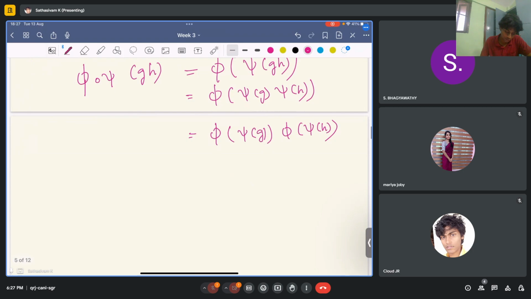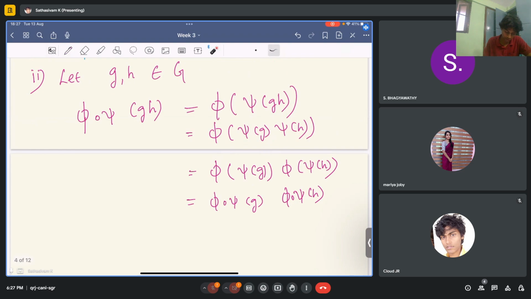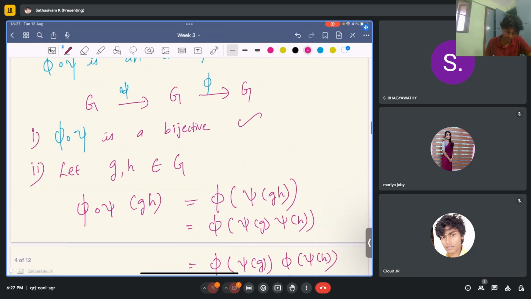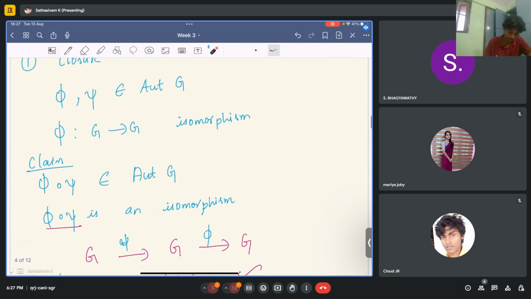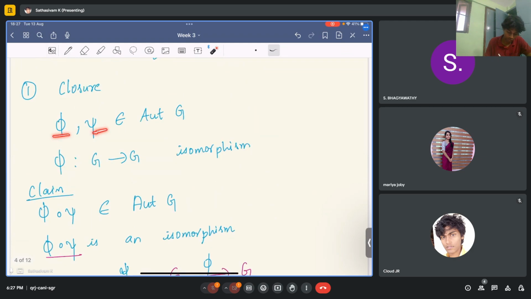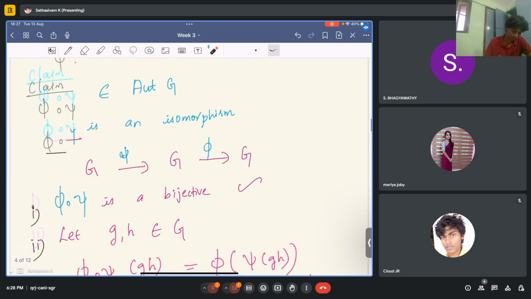Now if you observe here, what is this? This is nothing but phi compose psi of g, and the other one is phi compose psi of h. So what we have proved is phi compose psi of gh is phi compose psi of g and phi compose psi of h. So that tells you that phi compose psi is an isomorphism. So that means the closure property is done. Closure means you take two elements and multiply, and that element also belongs to the same set. So closure is done.